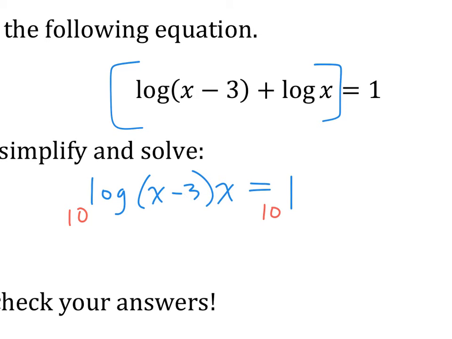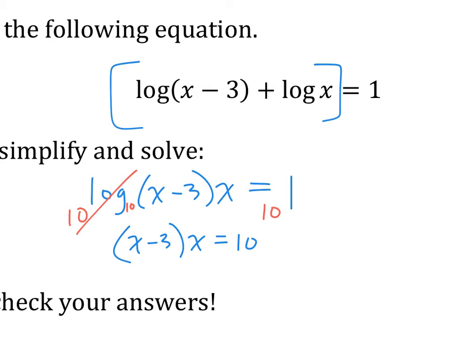The rule in logs is if the base of the exponential function and the base of the log are the same, they cancel. That's why I'm choosing base 10. If it were not base 10, I would choose another base, so I can get rid of it. So that cancels. We have (x minus 3) times x equals what? 10. 10 to the first is 10. Remember, I moved everything up as exponents, so that 1 was an exponent.